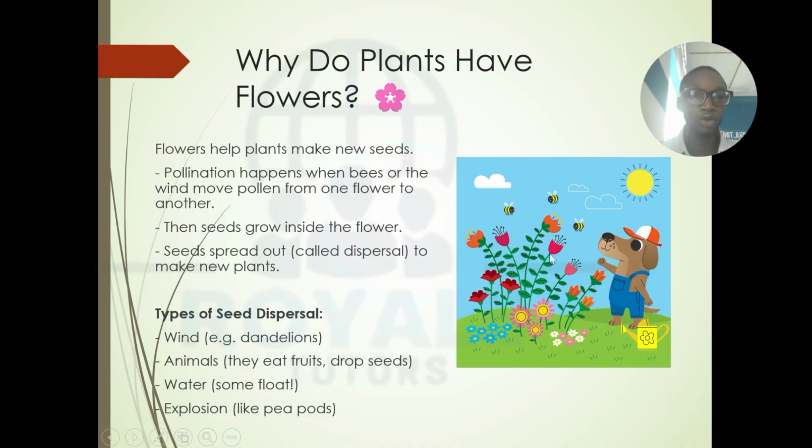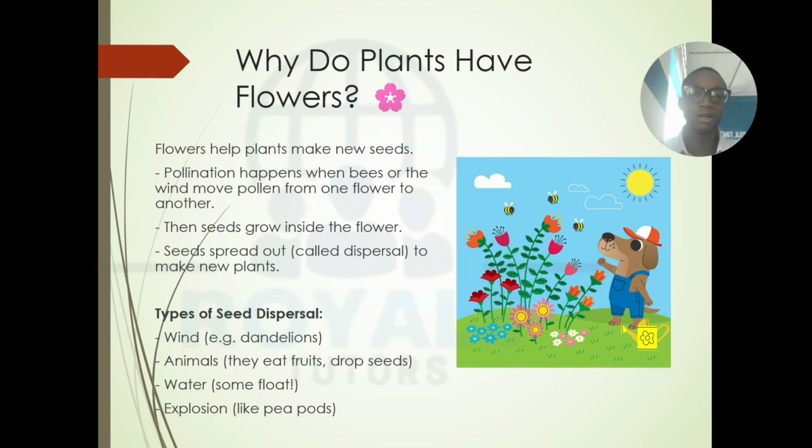Then when the seed grows, when the seed is ripe to come out, there is a spread out, because it doesn't come out in ones or twos. You're going to see something later on in this class. It comes out in large numbers, and that's what we call dispersal.